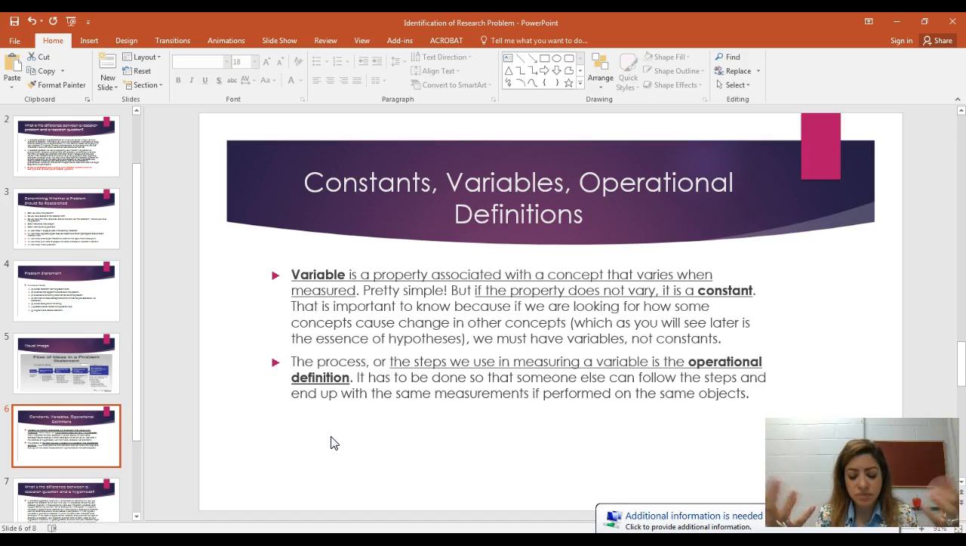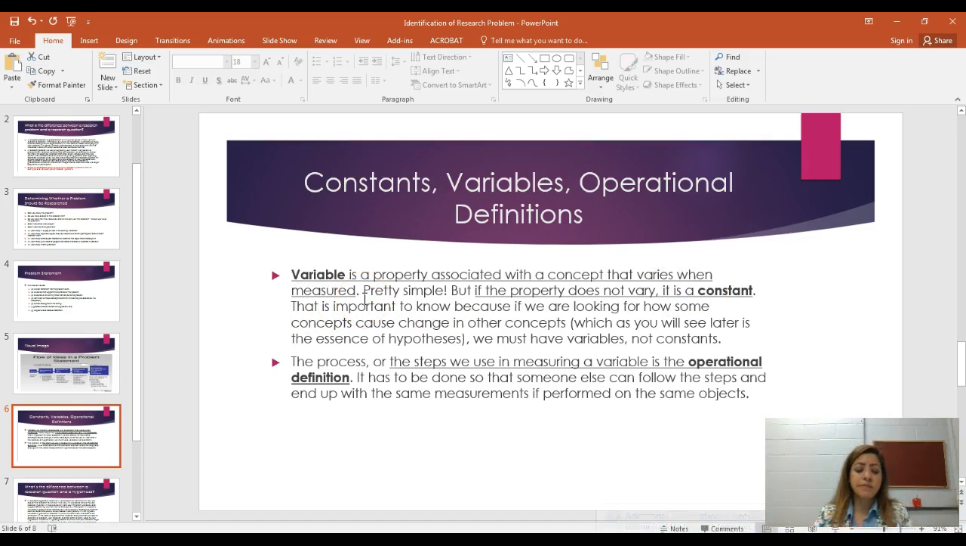These are the terminologies or the concepts that I thought might be new for you. I mean, the whole concept might be new, but these terminologies are important in order for you to understand what you're doing, intentionally writing these things. So a variable is the property associated with the concept that varies when measured.